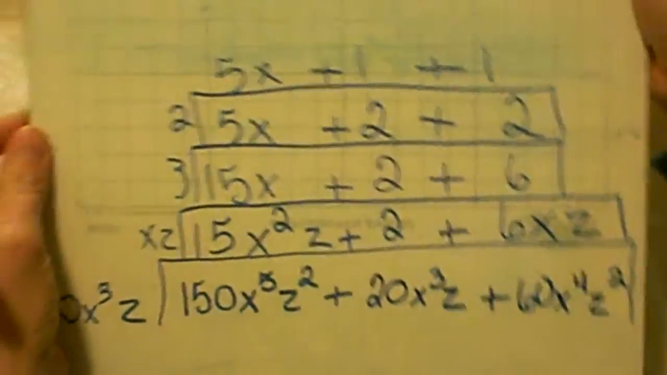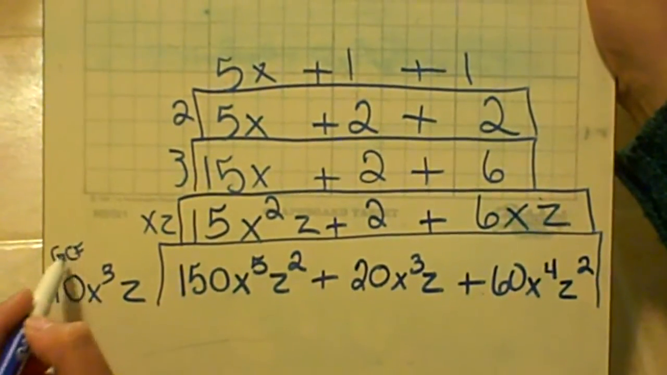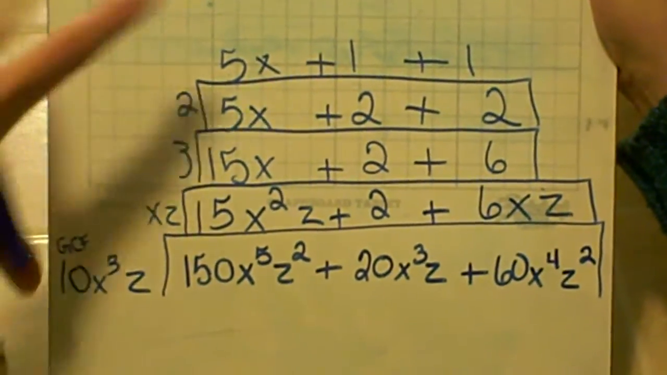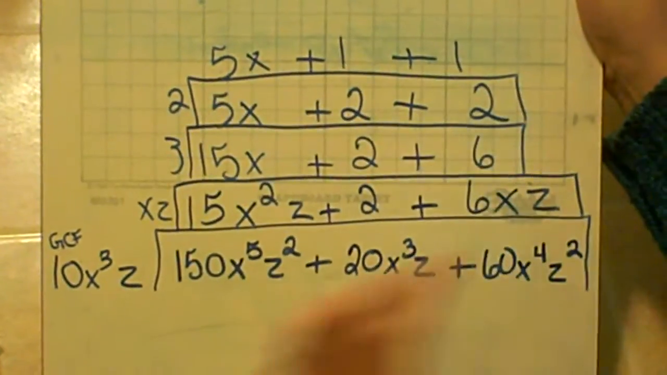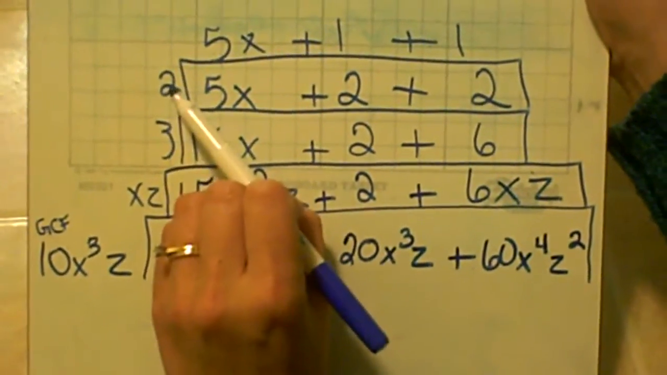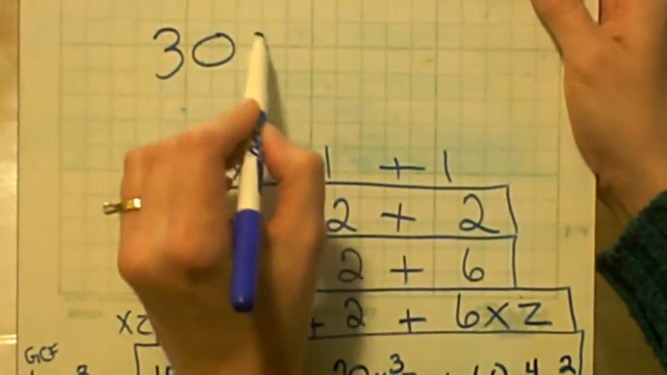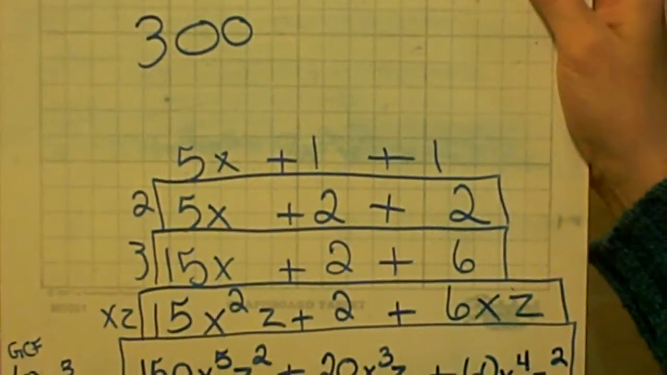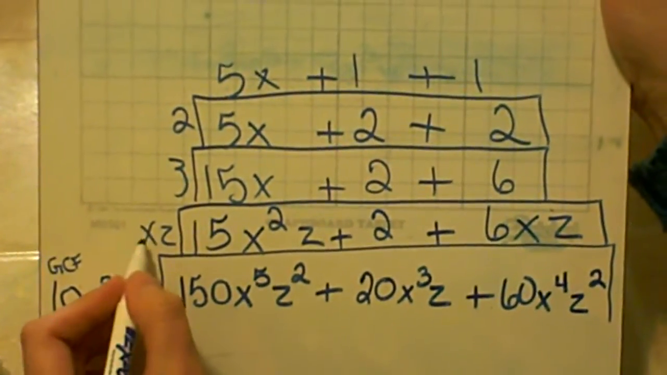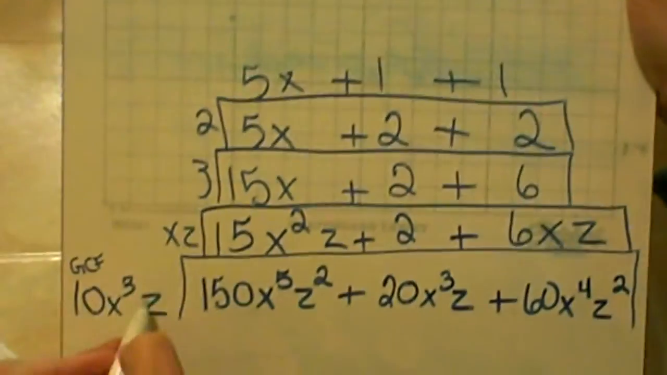Okay? So now again, greatest common factor was that very first one, way down here at the bottom. Okay? And least common multiple is everything on the side and on the top. So let's multiply all that. 10 times 3 is 30, times 2 is 60, times 5 is 300. Well, times 1 times 1, it's still 300. And then x's, we have 3, 4, 5. And z's, we have 1, 2.